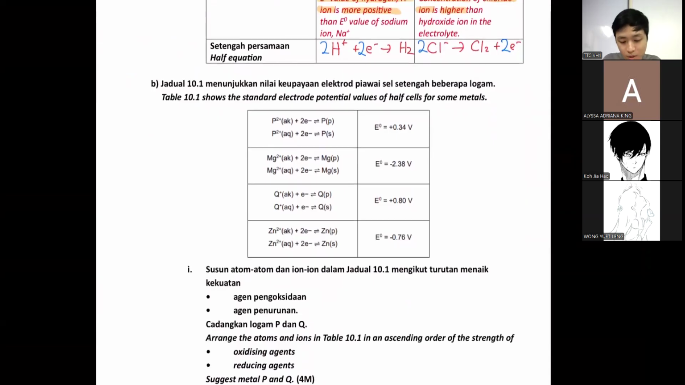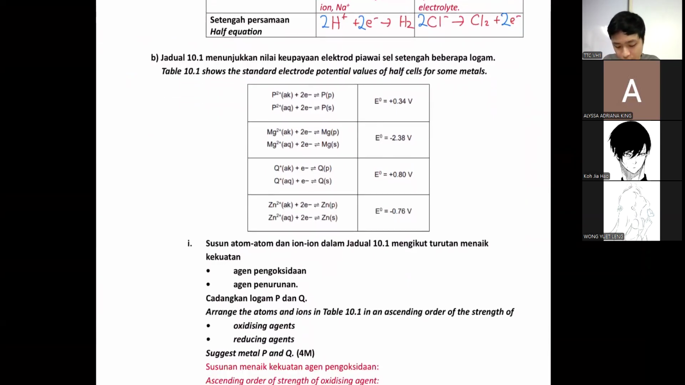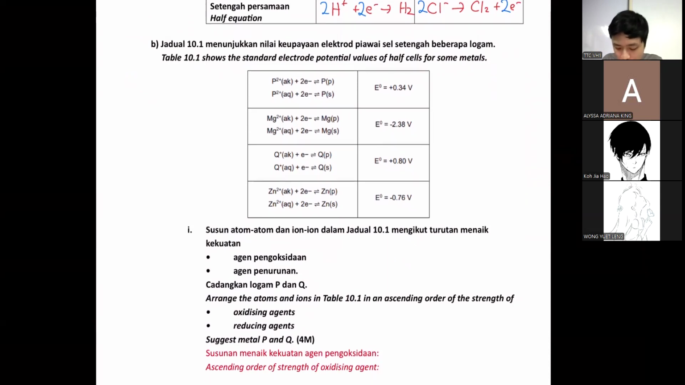Then, okay, this one. Arrange the atoms and ions in Table 1 in ascending order of the strength of oxidizing agent and reducing agent. If you see the question, they give you a lot of E naught values. The first thing you have to do is arrange them properly. So how do we arrange?